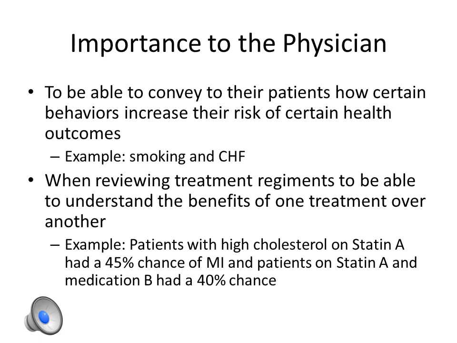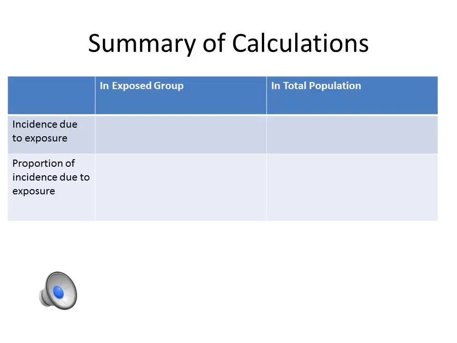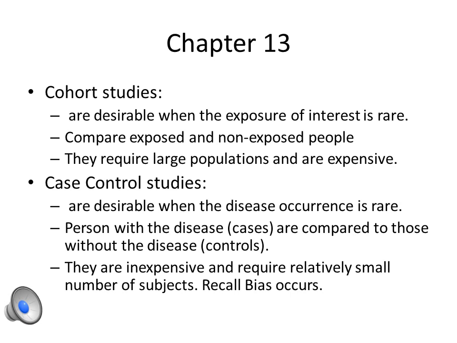For example, smoking and congestive heart failure. Also, when reviewing treatment options, to be able to understand the benefits of one treatment over the other. For example, patients with high cholesterol on statin A had a 45% chance of myocardial infarction, and patients on statin A and medication B had a 40% chance. The table above just summarizes the calculations talked about on the previous slides.